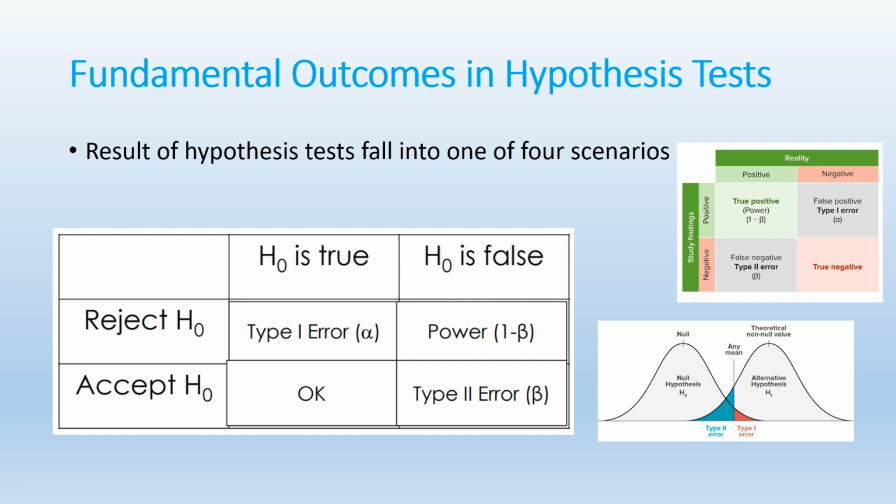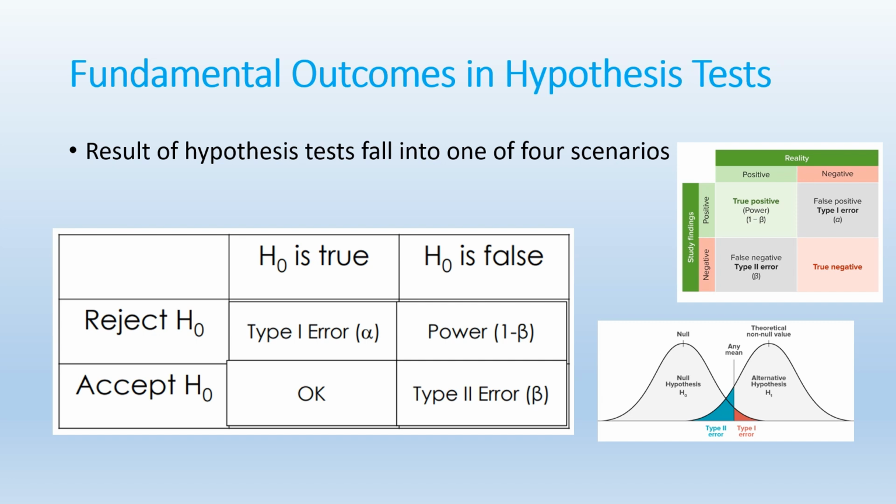The fundamental outcomes in hypothesis testing. Results of a hypothesis test fall into one of four scenarios: H naught is true or H naught is false, and we reject H naught or accept H naught. Reject H naught when H naught is true: this is the type 1 error, alpha.